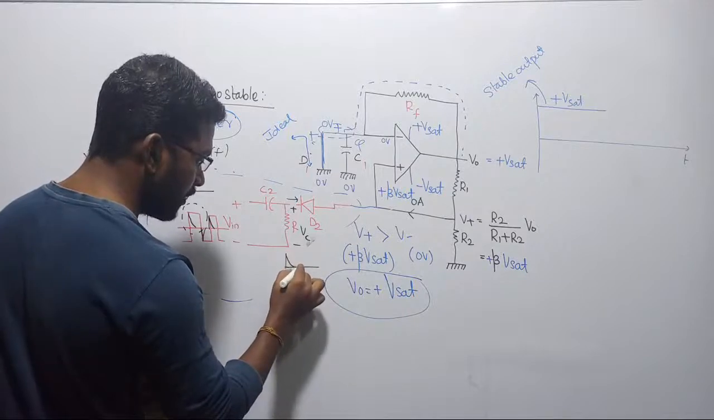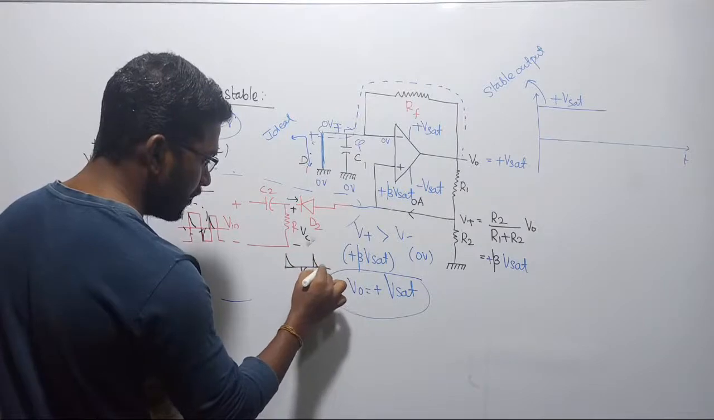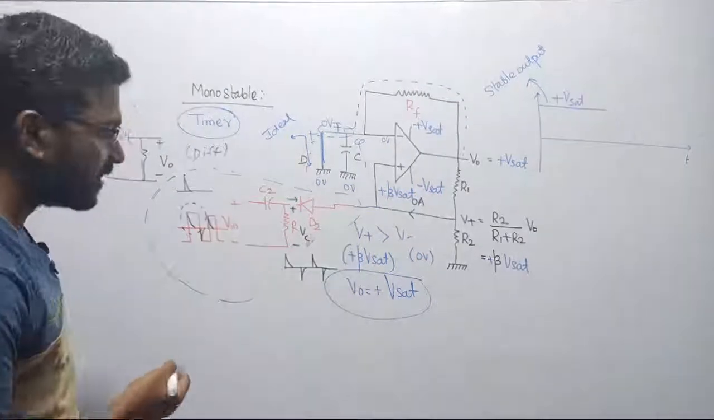Positive spike, then a negative spike, then a positive spike, and then again a negative spike. It will continue like that, right? Because it is acting as a differentiator.